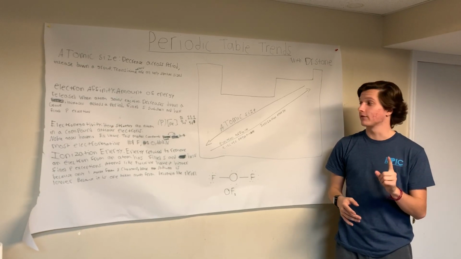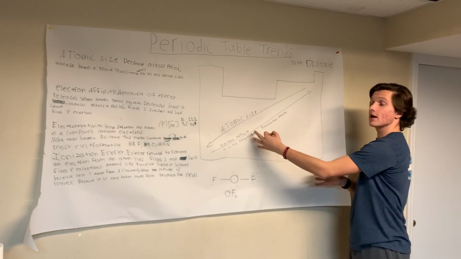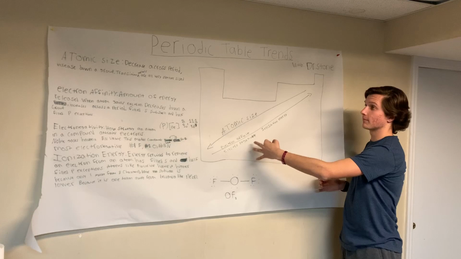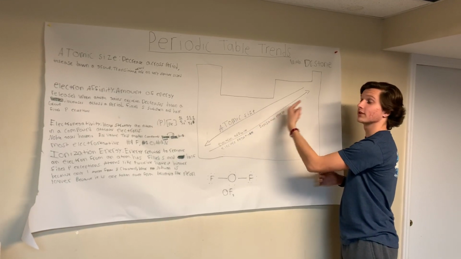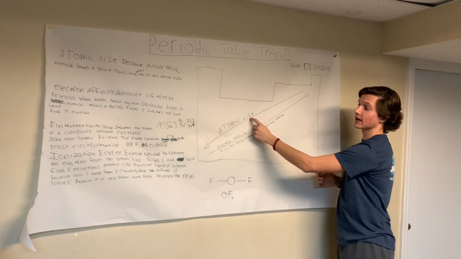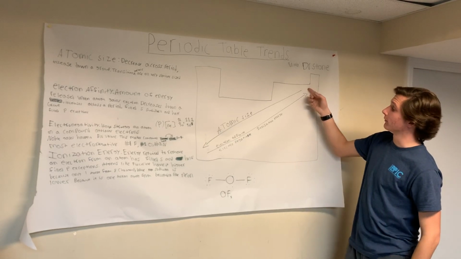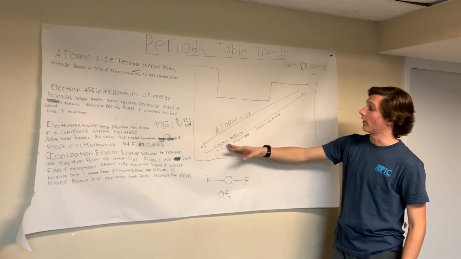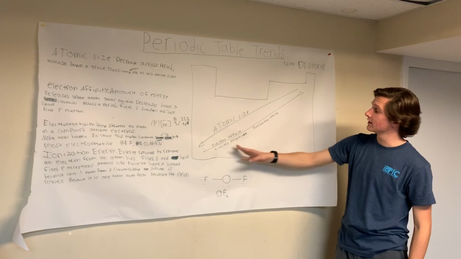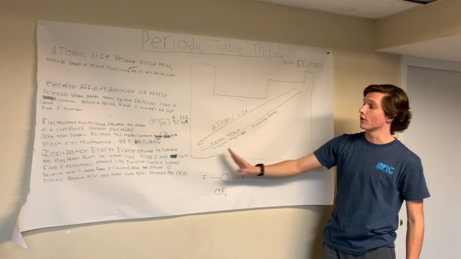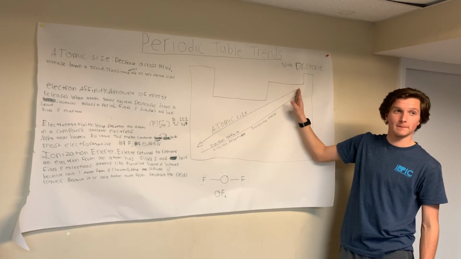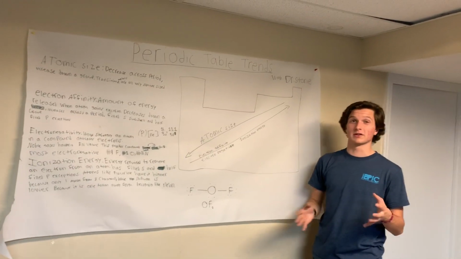Now, something to realize about this is that 3 of the 4 periodic table trends all go in the same direction. Atomic size is actually the outlier going from fluorine to francium, while electron affinity, electronegativity, and ionization energy go from francium to fluorine. That's just something to keep in mind, also something to help you remember.